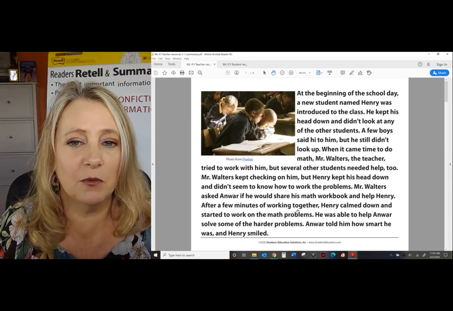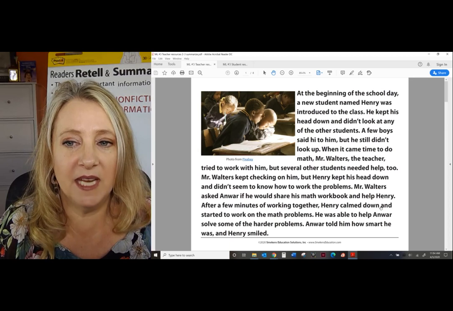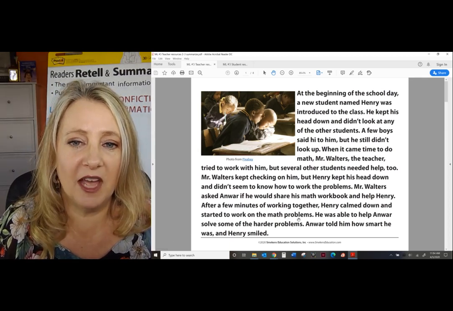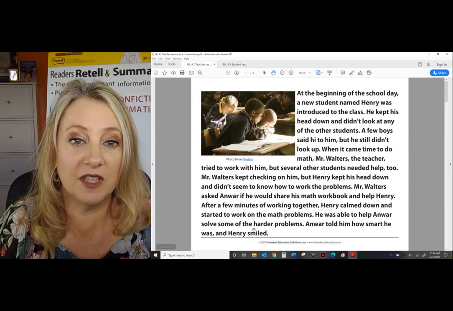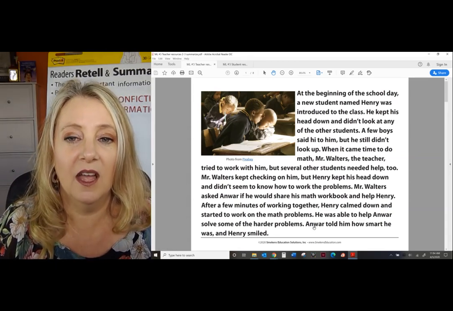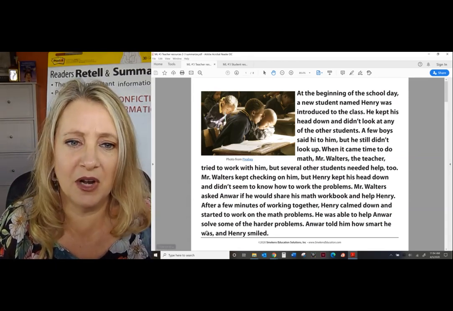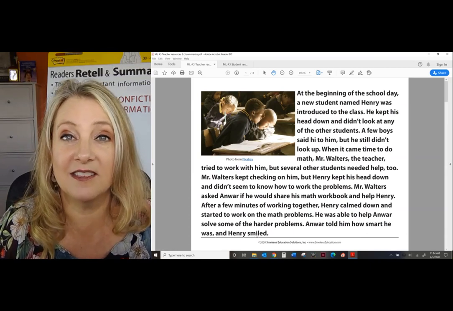After a few minutes of working together, Henry calmed down and started to work on the math problems. He was able to help Anwar solve some of the harder problems. Anwar told him how smart he was, and Henry smiled.